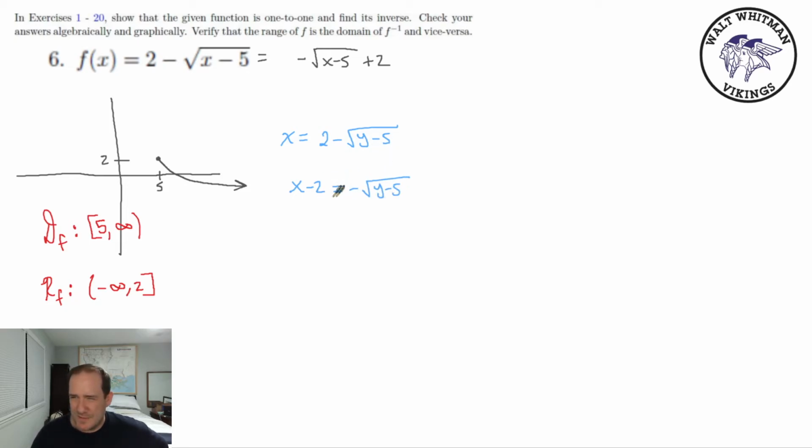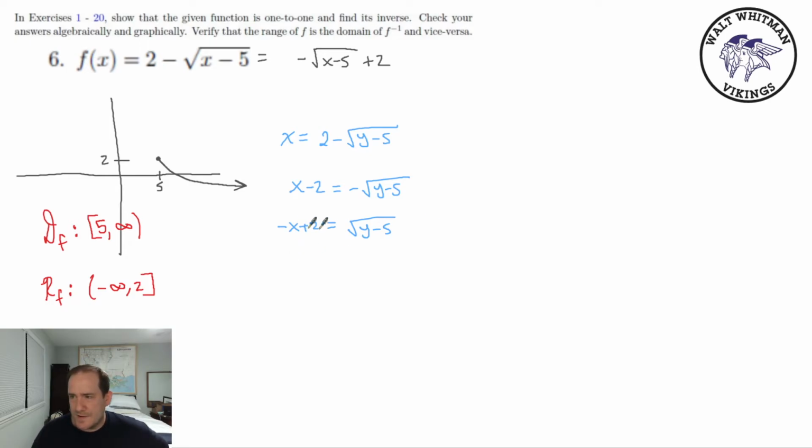I would multiply through by negative 1 or divide through by negative 1, whatever feels more natural to you, to get rid of a negative. But this guy will become negative x plus 2, and that'll equal the square root of y minus 5. We are now squaring on both sides.